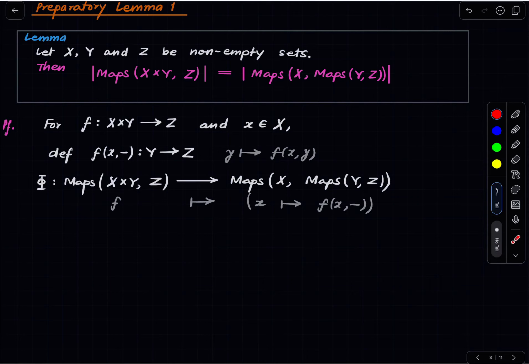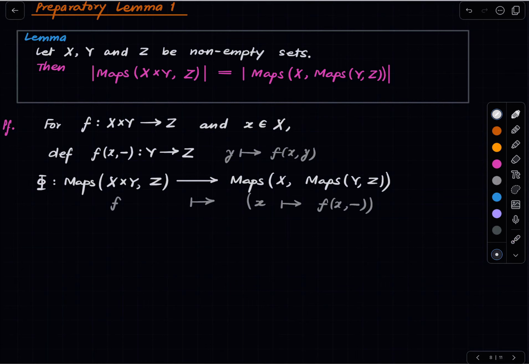Right? So what does phi do? Phi takes a function from x cross y to z to the function from x to that, which does what? Which picks little x from here and outputs this guy. So it may seem trippy, so many maps, but just think about it. It's not anything complicated. And similarly, we will construct a map in the reverse direction.